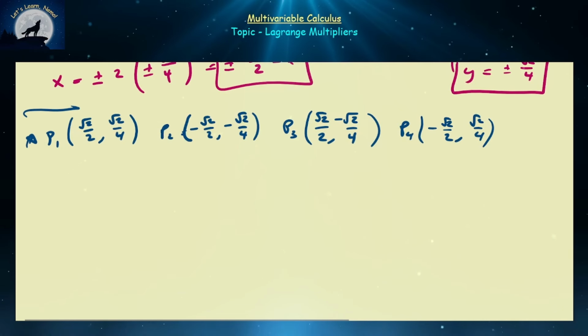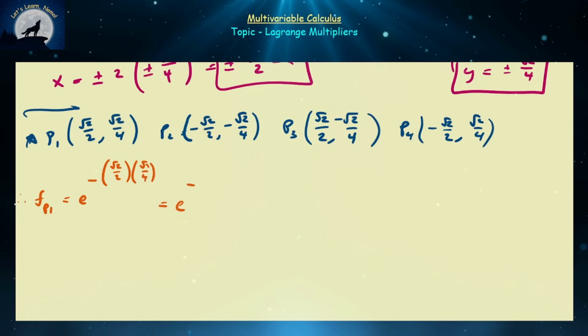Let's plug each of these points in to see which one's the bigger and the lesser. So if we evaluate f at point 1, that's going to be equal to e to the minus root 2 over 2, root 2 over 4, which is going to be equal to e to the minus 2 over 8, which is going to be equal to e to the minus 1 over 4. Notice that that's going to be the same if both of them are negative, so that's also going to be equal to f of p2.